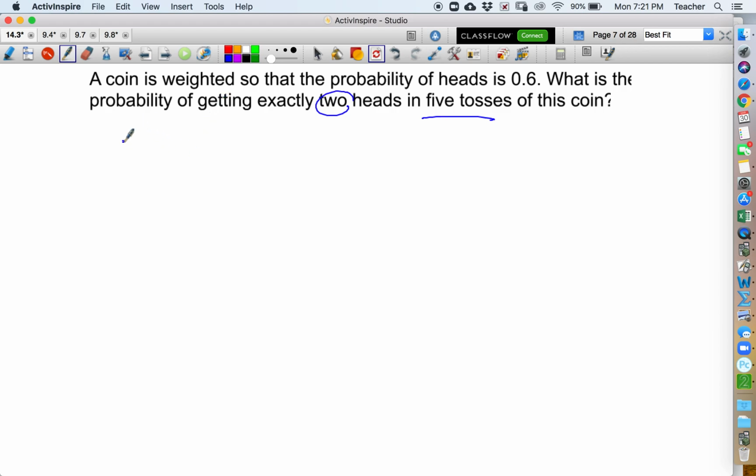So you have 5 experiments, 5 chances. Out of those 5 coins, you want 2 of them to be H. The probability of heads is 0.6, and that's going to happen 2 times, and not H, the tail, is going to happen 3 times because you toss it 5 times. So that means 2H and 3T for a total of 5.